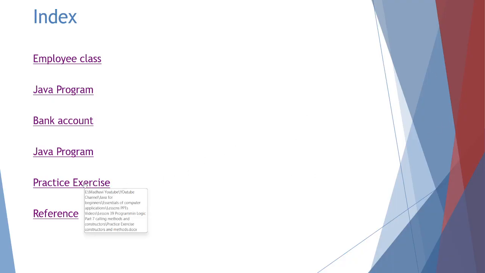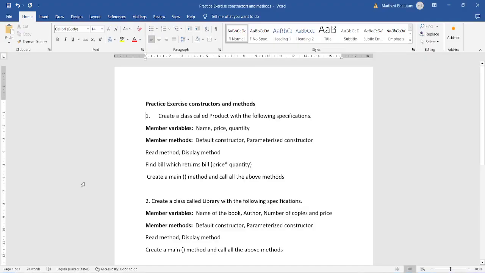There is a practice exercise for you. This is the practice exercise. The link will be given in the description box. First class is product class, member variables name, price, quantity. Member methods: default constructor, parameterized constructor, read method, display method, find bill, which returns the bill, price into quantity, and main method calls all the methods.